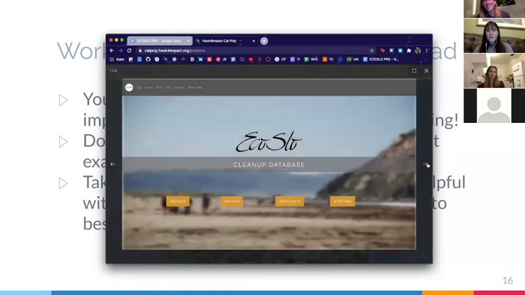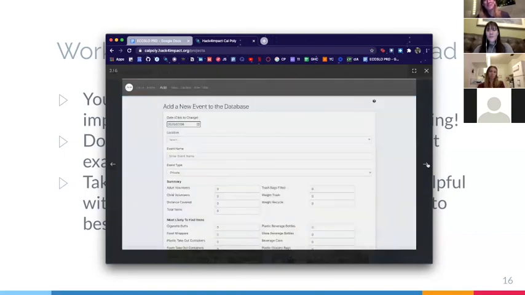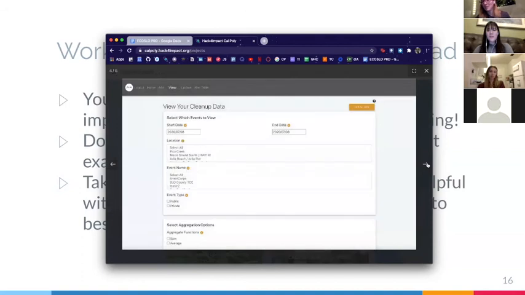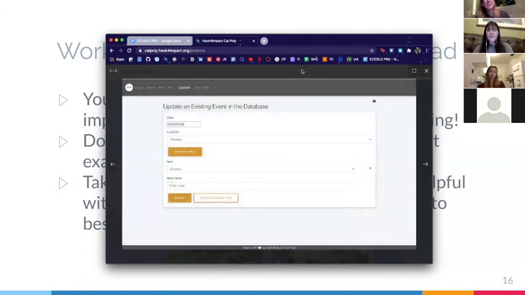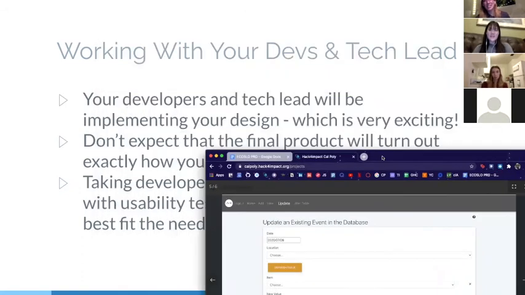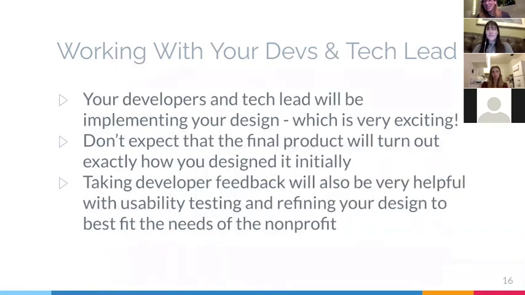So pretty different, not the same color scheme. Pretty much nothing looks the same. But I did want to show you that just to get an idea that your design is going to change, but it's going to be the most helpful result for the nonprofit. And that's ultimately what we want to achieve. And so I did just want to reiterate that working with your devs and tech lead is another important component to how you fit in with this project.